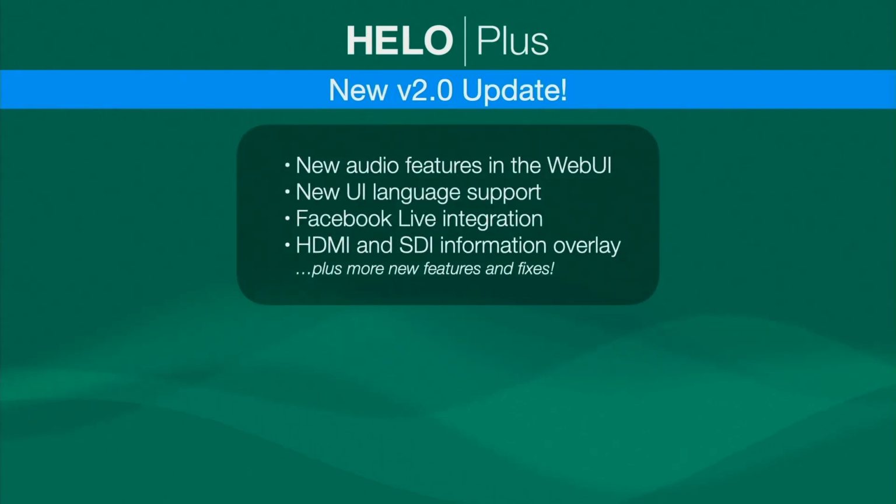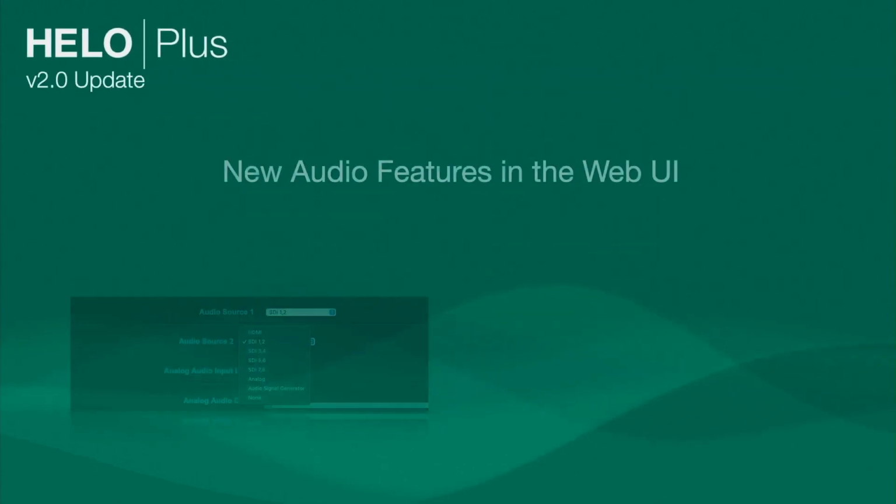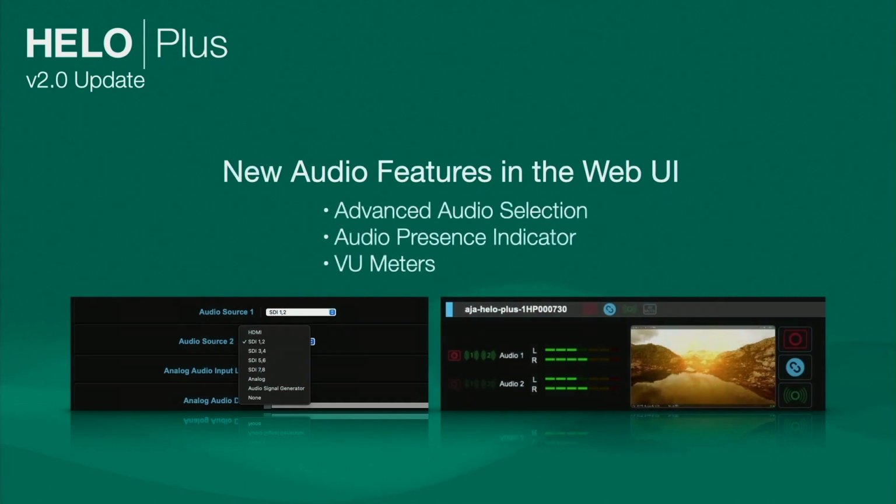There's a number of new features which we're going to talk about individually, and then some new options as well, which introduce some really unique and powerful new features. So first, let's talk about the audio features in the web UI. So just listening to customers who have said, hey, it'd be great in the web UI if I had an audio presence indicator, or if I had a VU meter to make sure the levels are correct. And so we listened and implemented that in the web UI.